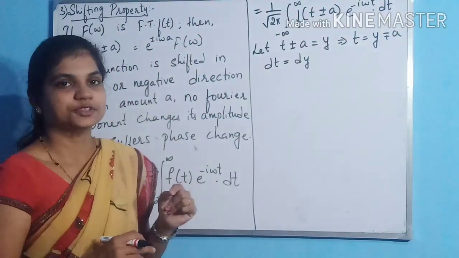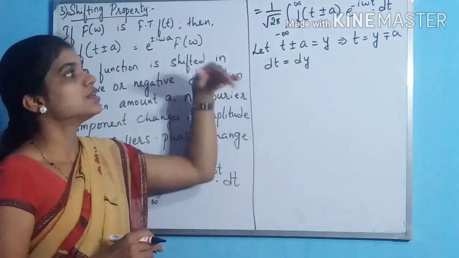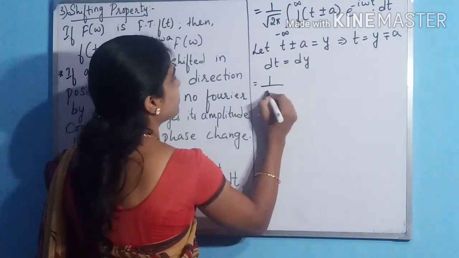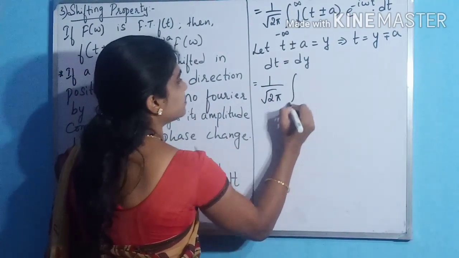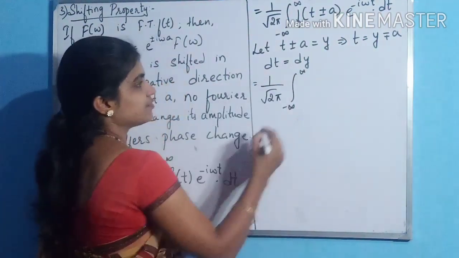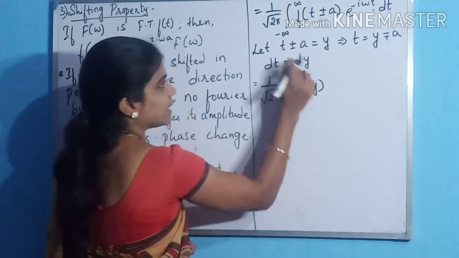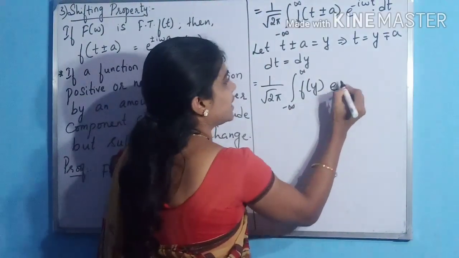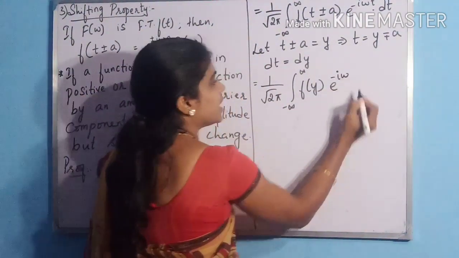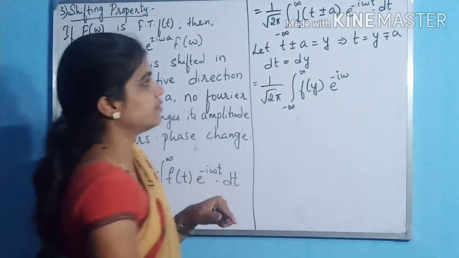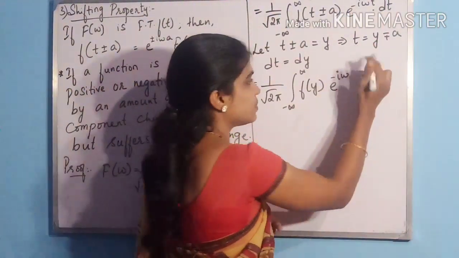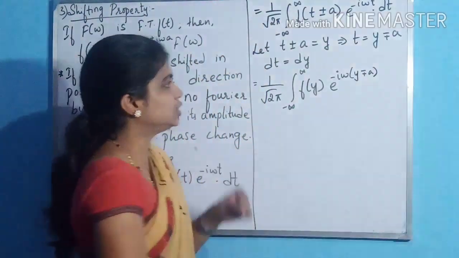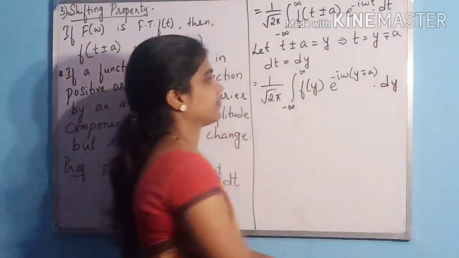Now what we have to do? We have to go on substituting. So what do we have here? We have 1 by root 2 pi, integral from minus infinity to plus infinity of f of y, since t plus or minus a is equal to y. And here we have e raised to minus i omega, and instead of t, we have to write y minus or plus a, into dy.